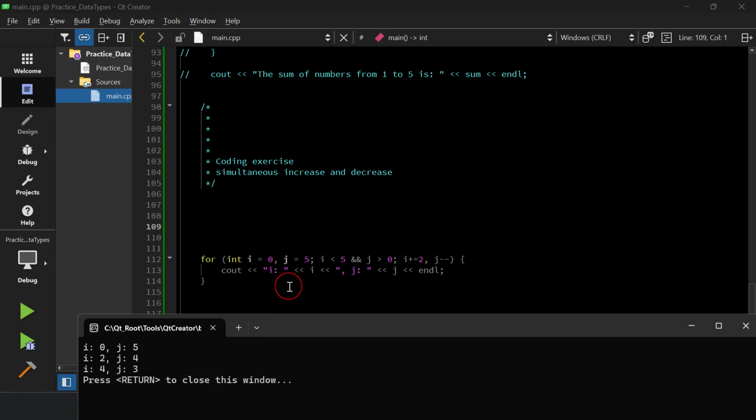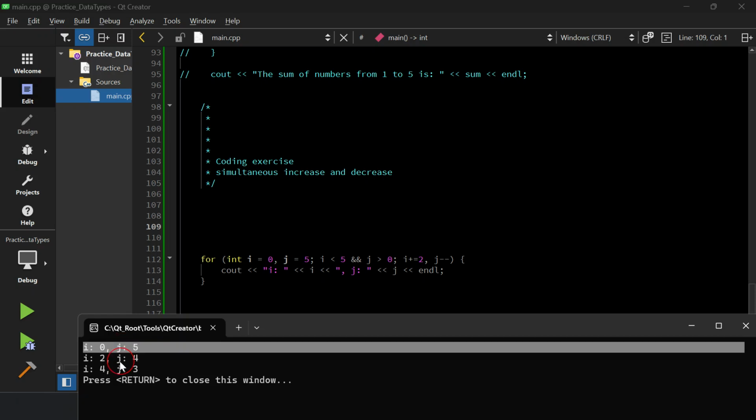Okay, so let's analyze the code. Here we see that the initial value of i equals 0, initial value of j equals 5, and then again the same rules for the second part: i should be lower than 5, j should be higher than 0. However, here i increases 2 times in each iteration and j decreases 1 time in each iteration. So firstly we enter with i equals 0 and j equals 5.